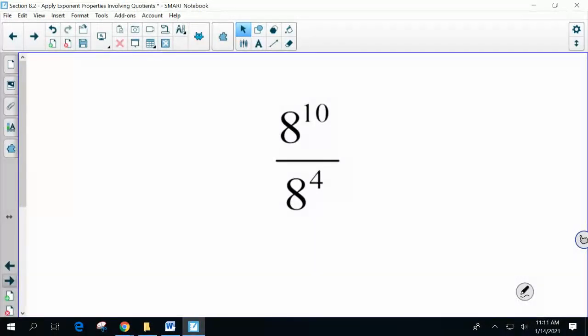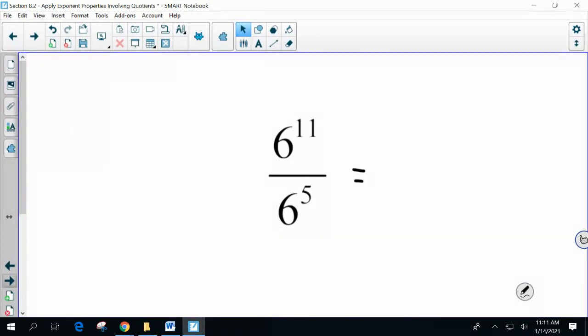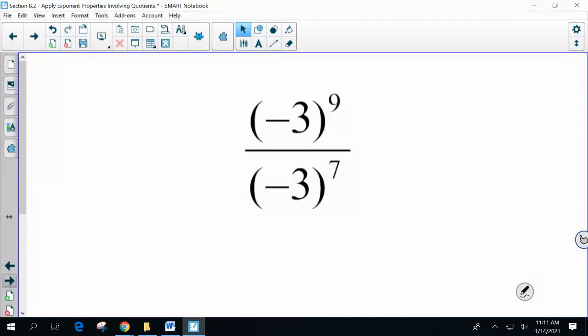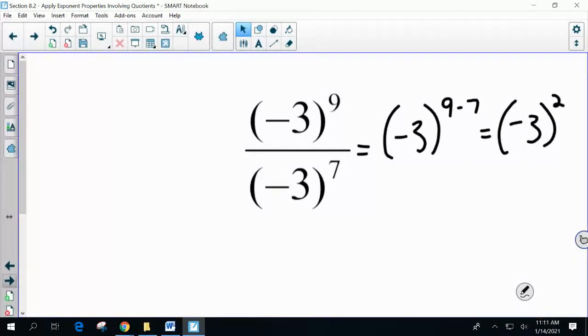8 to the 10th over 8 to the 4th, you would subtract them and have 8 to the 10 minus 4, which is 8 to the 6th power. 6 to the 11th over 6 to the 5th, you would have 6 to the 11 minus 5, which is 6 to the 6th power. Negative 3 to the 9th over negative 3 to the 7th would be negative 3 to the 9 minus 7, which is negative 3 squared.